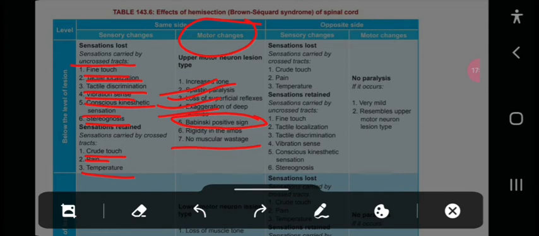Sensory changes, sensation lost: sensation carried by crude touch, pain, and temperature. Sensation retained: sensation carried by uncrossed tracts, fine touch, tactile localization, tactile discrimination, vibratory sense, conscious kinesthetic sensation, stereognosis. No paralysis, or if it occurs it is very mild, resembling upper motor neuron lesion type.